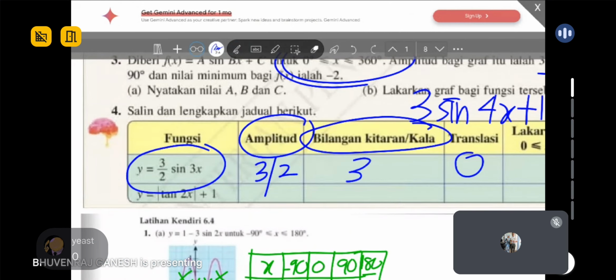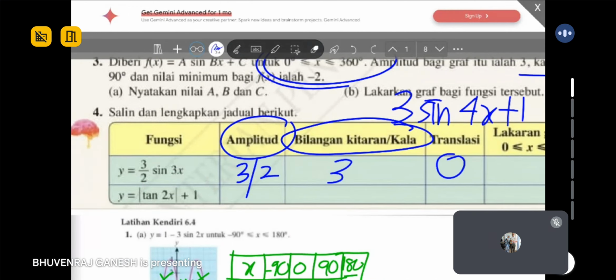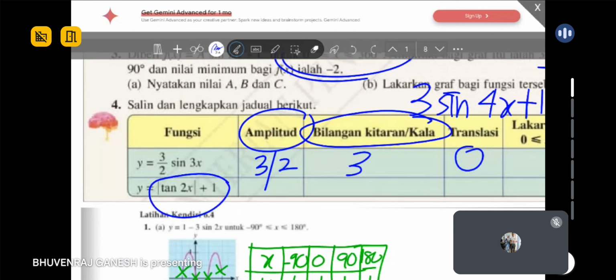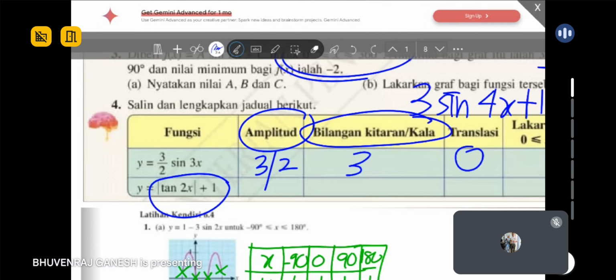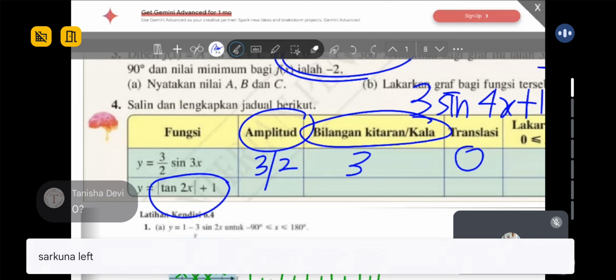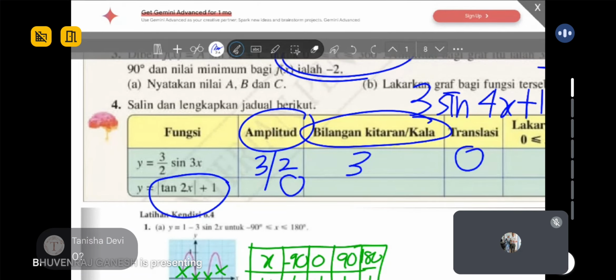Translasi is actually 0, because you see you don't have any C value. Tak ada nilai C kat belakang. So that's why the answer is 0. Then we go for this graph. What is the amplitude for this graph? Guys, tangent, remember? Ada amplitude ke tak? Tak boleh, sebab saya bagi tahu tangent tu graph dia sampai infinity. You must write your amplitude as 0, which means no amplitude. Tak ada amplitude. Or you can just write don't have. Don't have or 0, that also can.